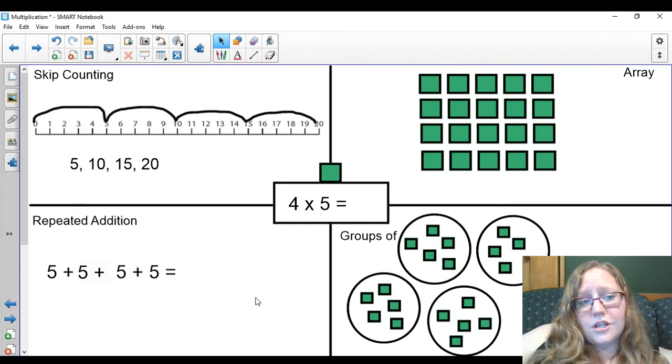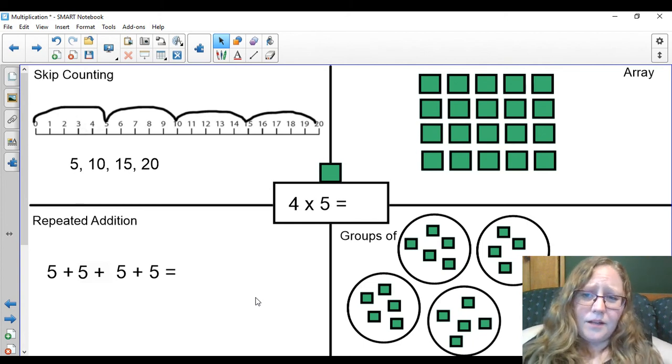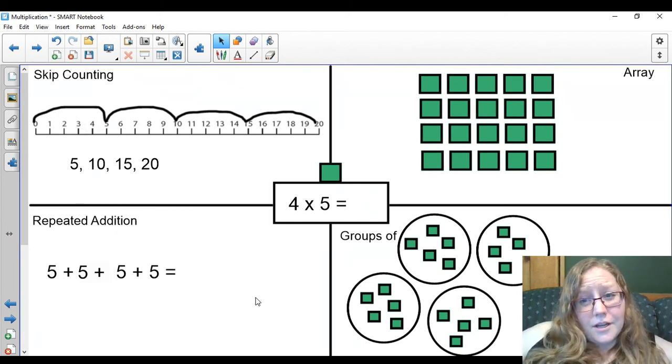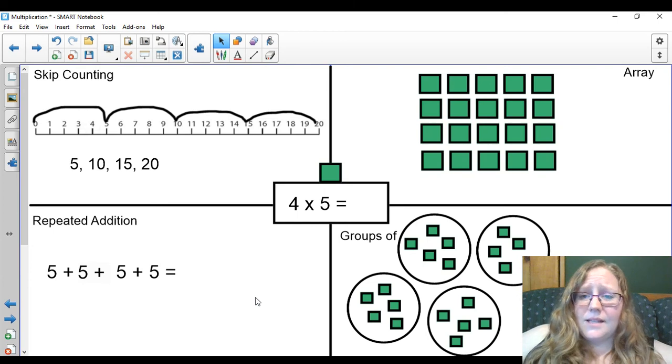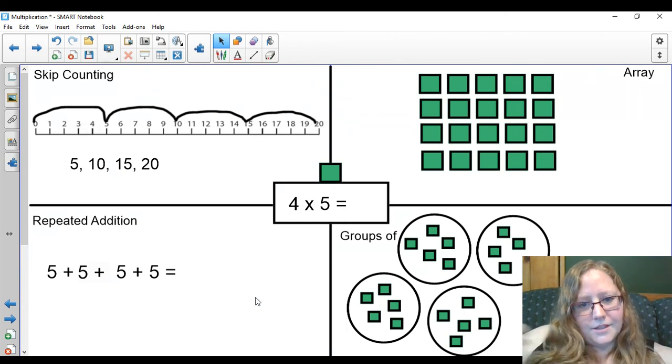Which strategy do you like best? Skip counting and repeated addition seem a little trickier, but they're really not because you skip count all the time. And so you've had lots of practice with that. Same with addition. You've practiced addition a lot. Addition and multiplication are connected, just like addition and subtraction are connected, and division and subtraction are connected, and multiplication and division are connected. All 4 operations connect.